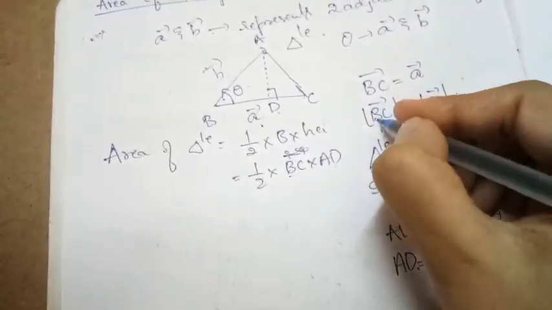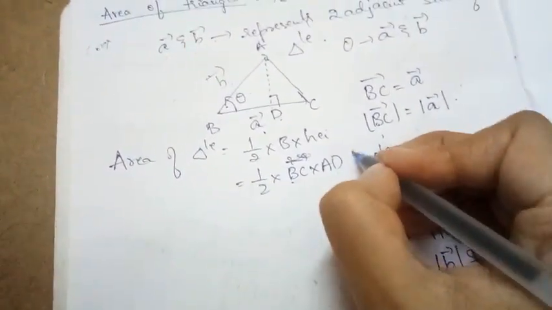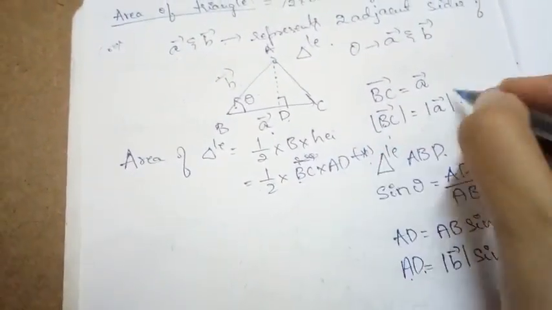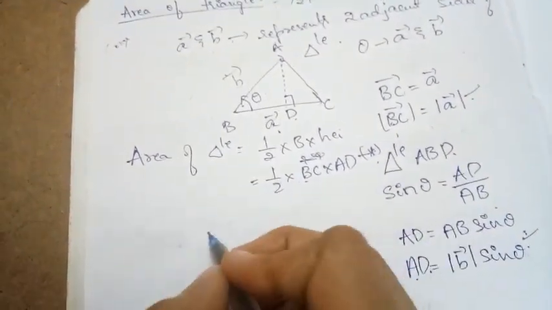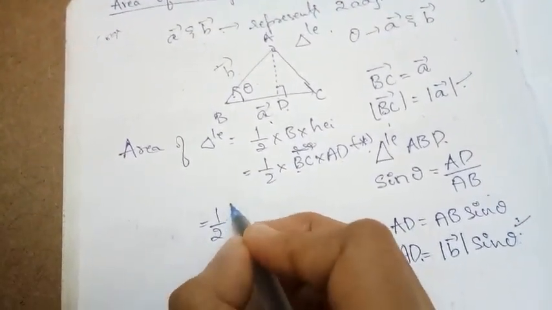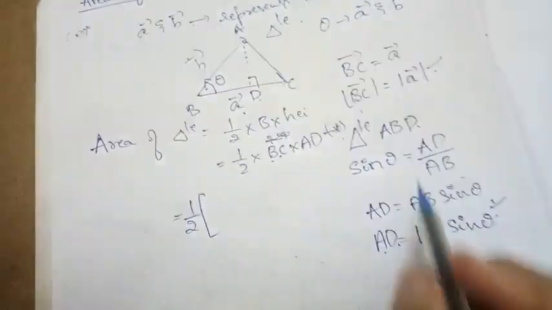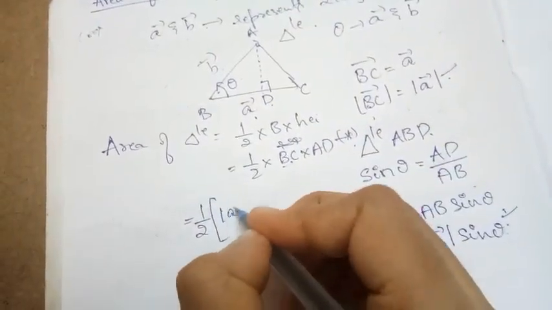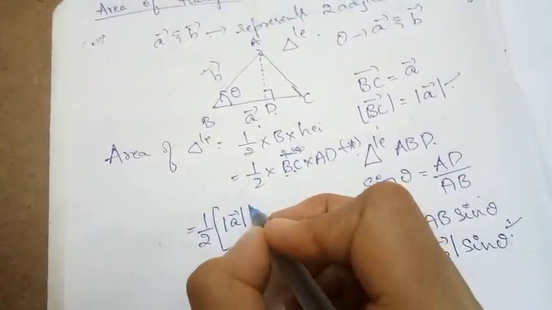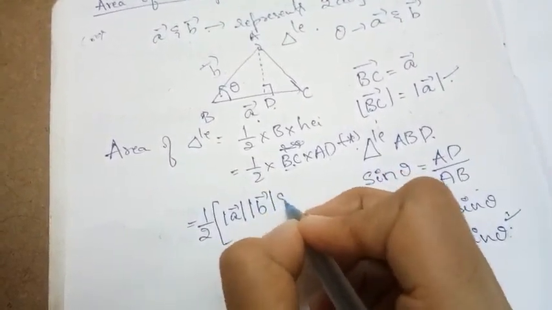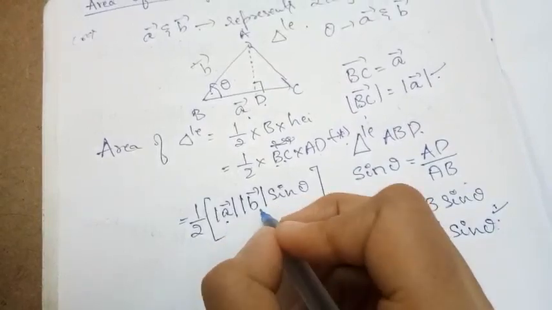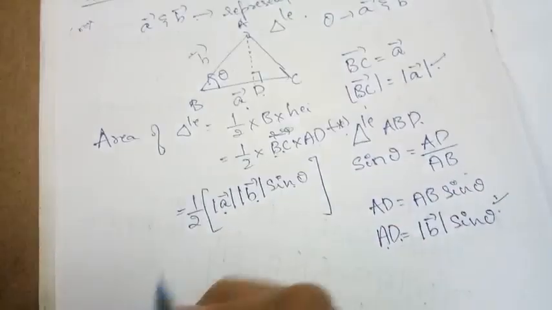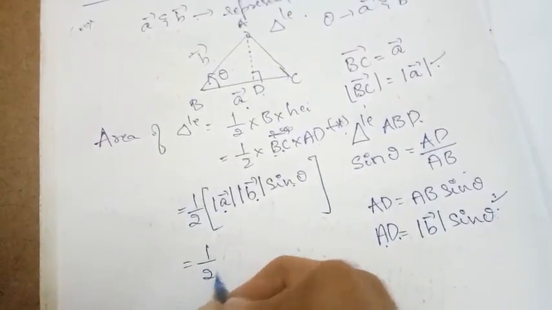Substitute the values of BC and AD in this equation, which I will call star. That is nothing but half into, what is BC? It is the magnitude of vector A. What is AD? Magnitude of vector B sin theta. So half into magnitude of vector A, magnitude of vector B sin theta.